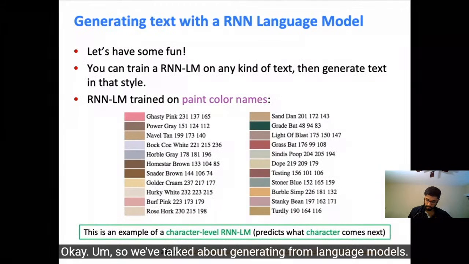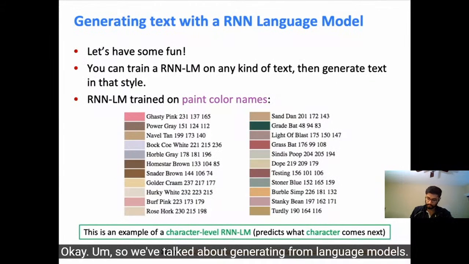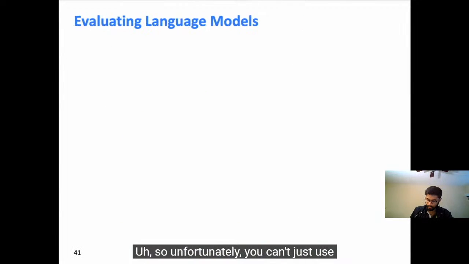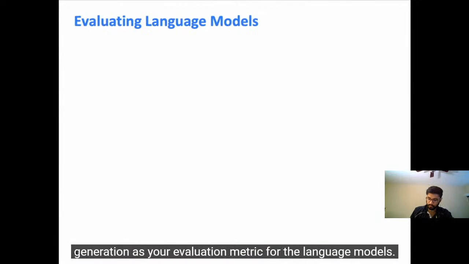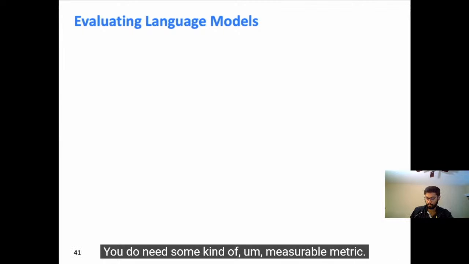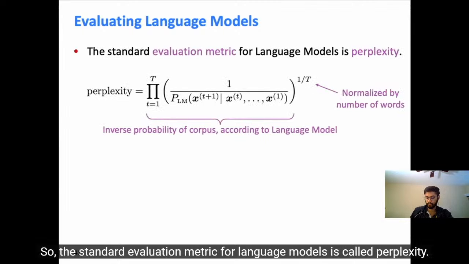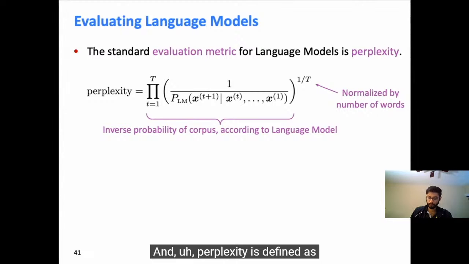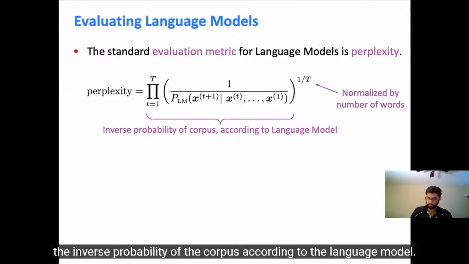So we've talked about generating from language models. Unfortunately, you can't just use generation as your evaluation metric for language models. You do need some kind of measurable metric. The standard evaluation metric for language models is called perplexity. Perplexity is defined as the inverse probability of the corpus according to the language model.